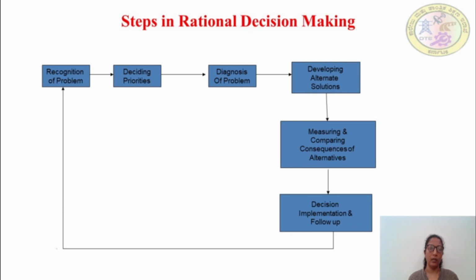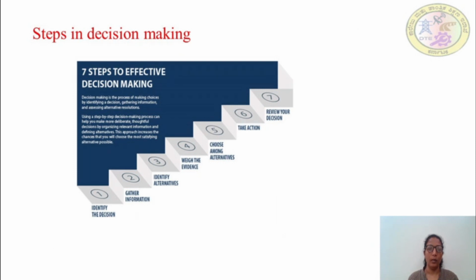A decision is rational if appropriate means are chosen to reach the desired goal. The steps involved in the process of decision making are recognizing the problem, deciding priorities among the problems, diagnosing the problem, developing alternative solutions, then evaluating alternatives, converting the decision into effective action, and the last step is follow up of action. This picture depicts the steps in rational decision making.